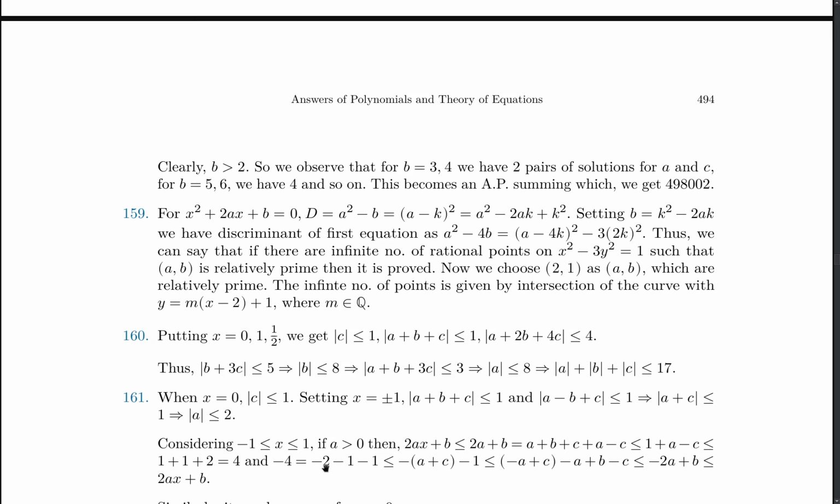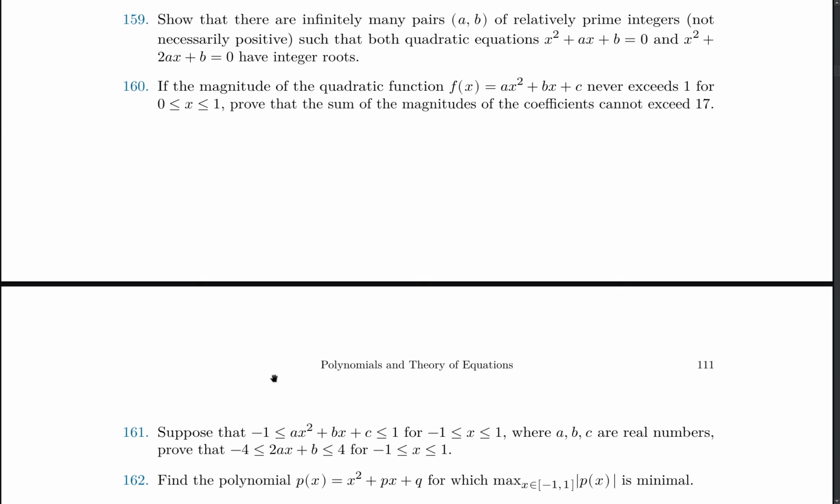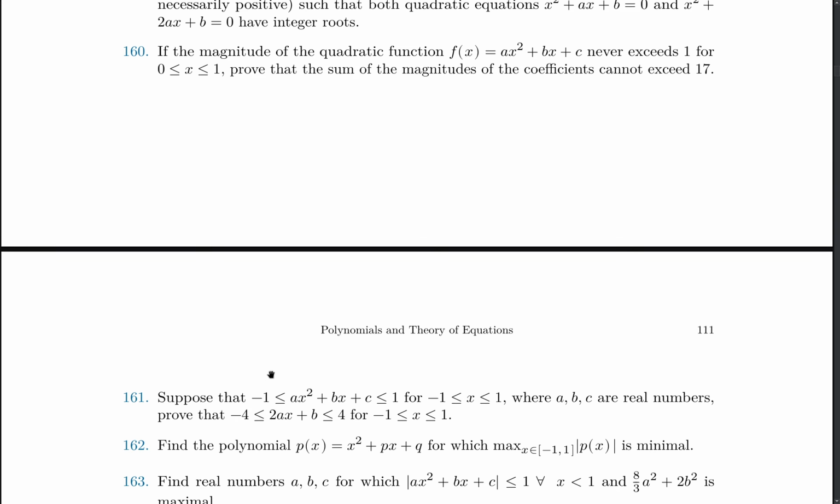And minus 4 would be minus 2 minus 1, we write it that way, which would be less than or equal to minus a plus c minus 1, less than or equal to minus a plus c minus a plus b minus c, which would be minus 2a plus b less than or equal to 2ax plus b. So that's how we solve question number 161. So it's a very easy problem. All the problems are easy in this set.